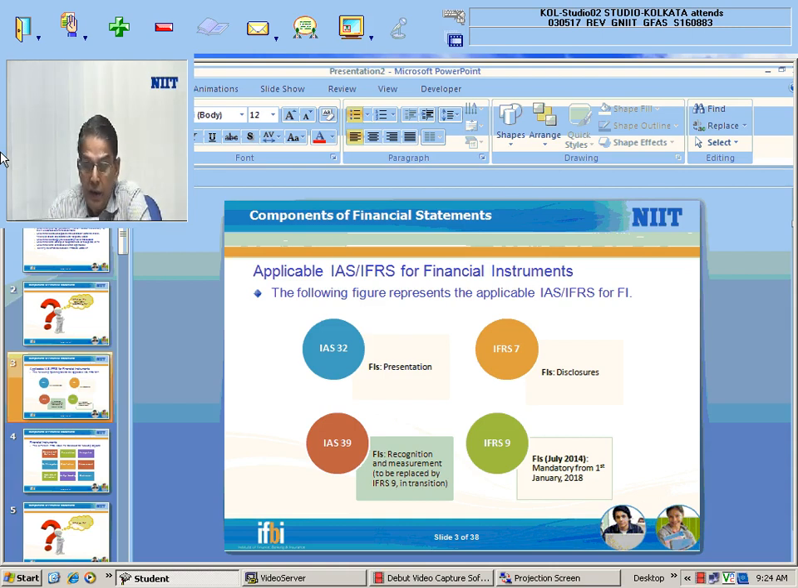IAS 39, recognition and measurement, addresses the accounting for financial assets and financial liabilities. The IFRS 7 standard includes disclosure requirements of financial instruments and their assets and risks to be disclosed in the financial statements. And lastly, IFRS 9, again for recognition and measurement, same as IAS 39. However, it will replace IAS 39 and become applicable from 1st January 2018.